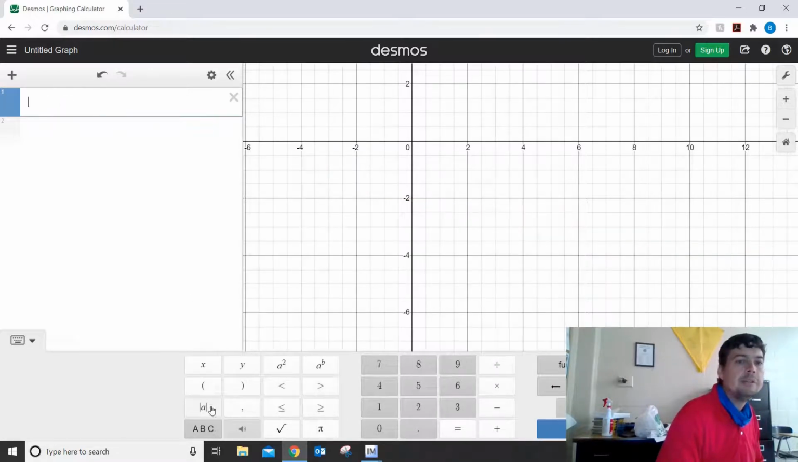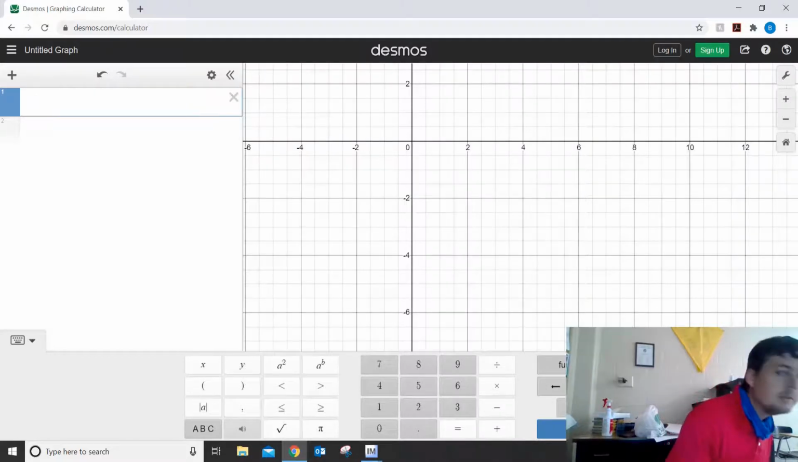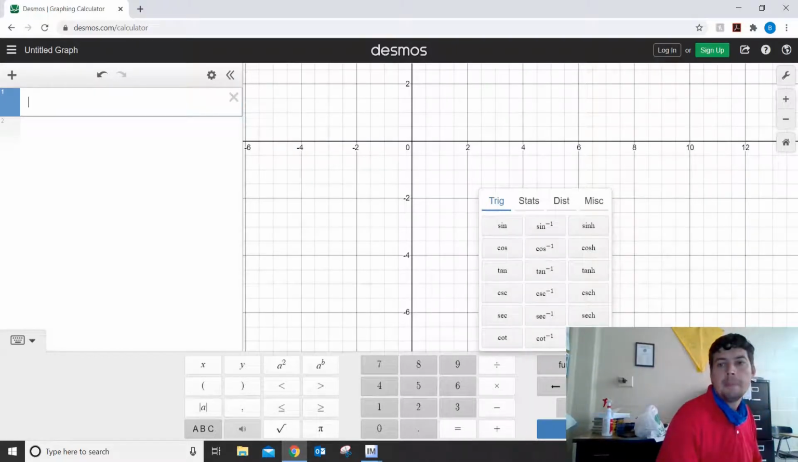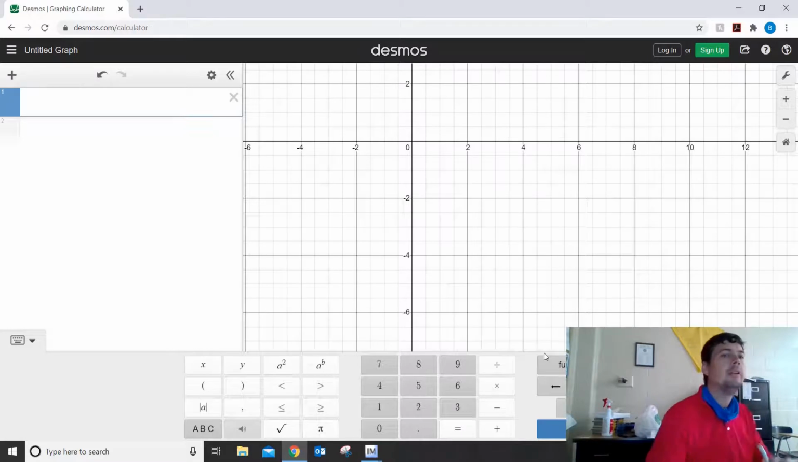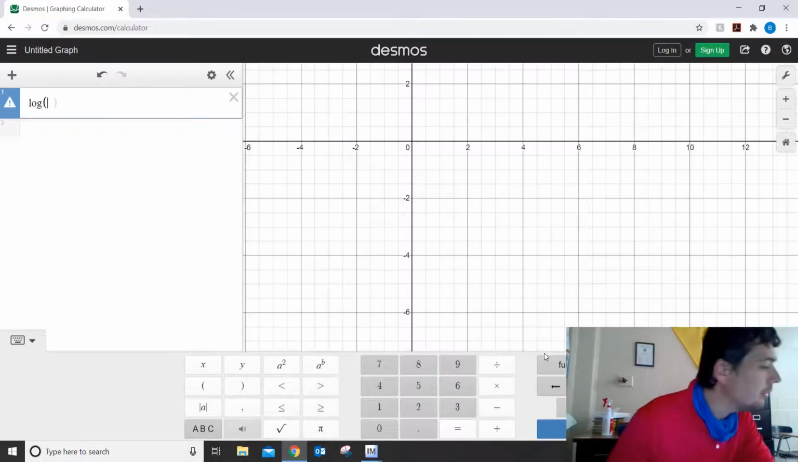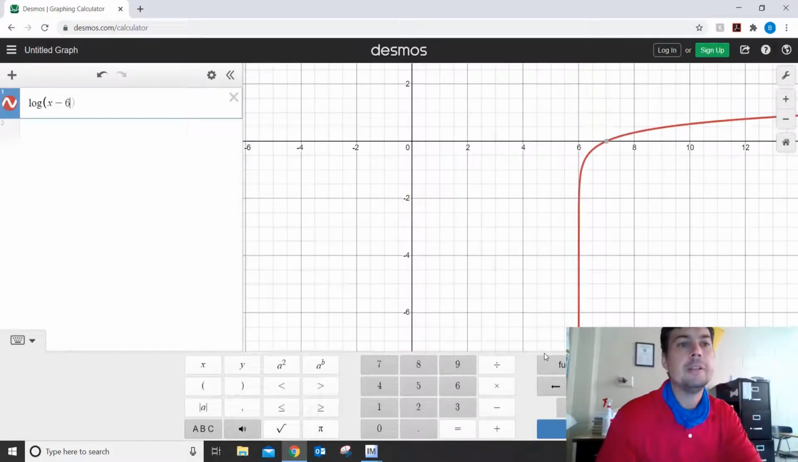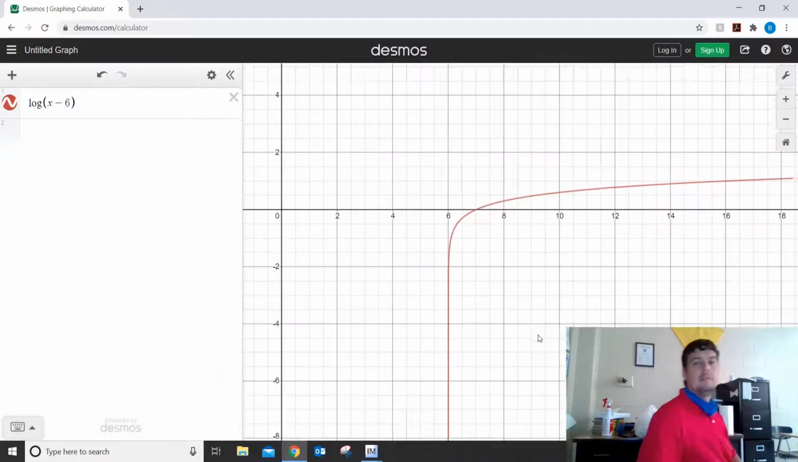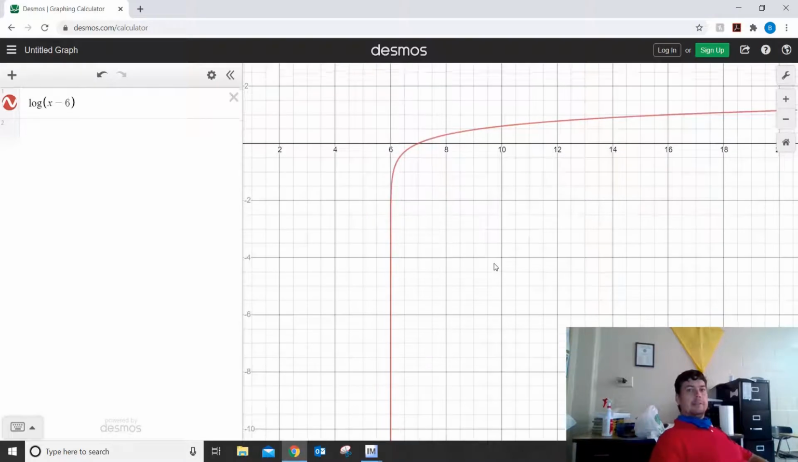Now, you don't actually see on Desmos a log button until you hit functions. So I'm going to hit functions. Oh, apparently I'm wrong. Sorry, you don't even have to do that. It's a logarithm, right? You just type log. It'll figure the rest out. Log of x minus 6. And that's what she looks like. Kind of zoom out for you.